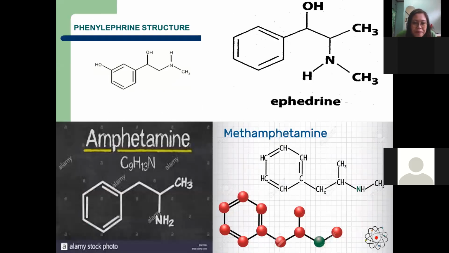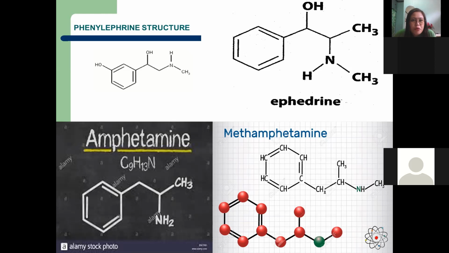Let's see. Ephedrine here, take note of this. This is the N, the terminal amino group. Therefore, the next carbon is the alpha carbon. As you can see, ephedrine has a substitution here, which is the methyl. It's the same with amphetamine, which also has a CH3 on the alpha carbon. Actually, methamphetamine also has a substitution on the alpha carbon.